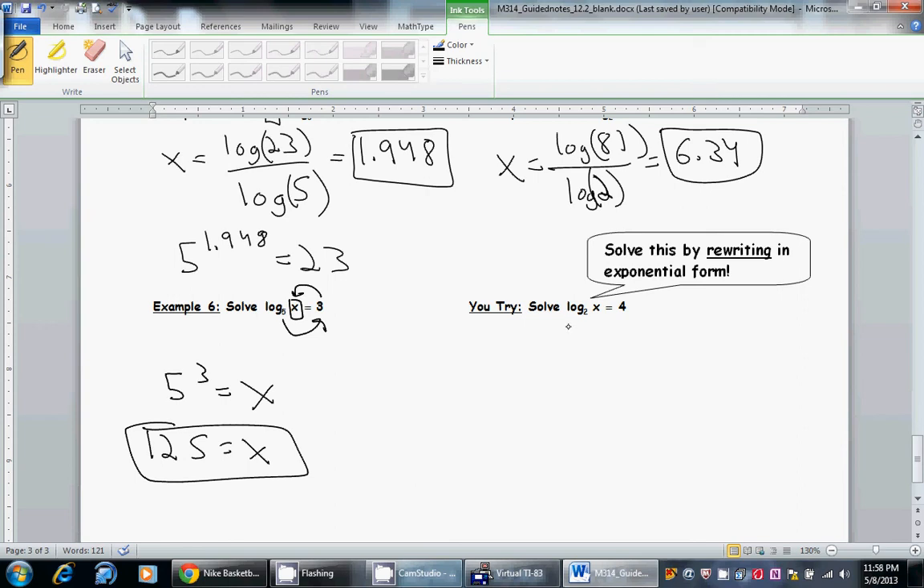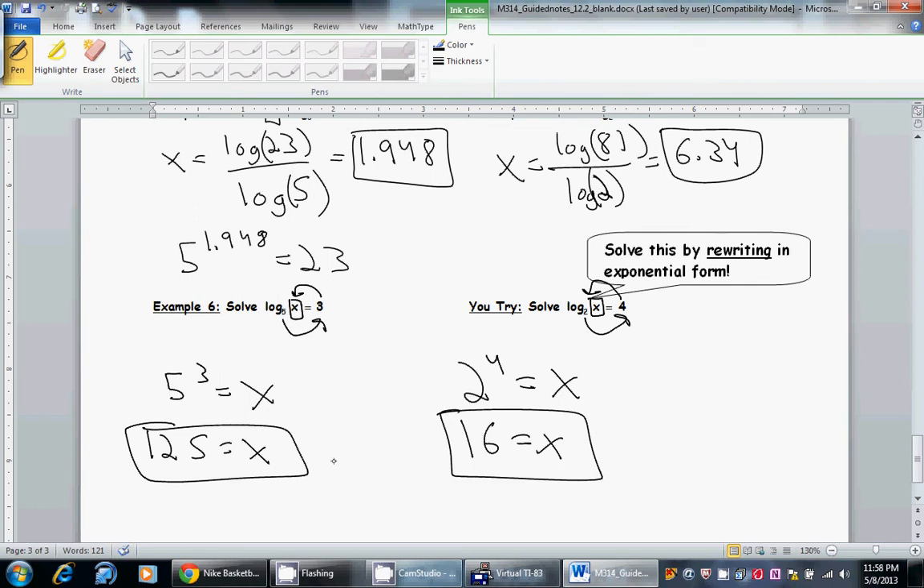Let's do the same thing for this next one. Log of x base 2 equals 4. Again, notice where the x is. It's inside the log. So I'm going to rewrite this as an exponent. This is 2 to the 4th power equals x. And 2 to the 4th is 2 times 2 is 4, times 2 is 8, times 2 is 16. The log of 16 base 2 equals 4, so my answer here is 16.